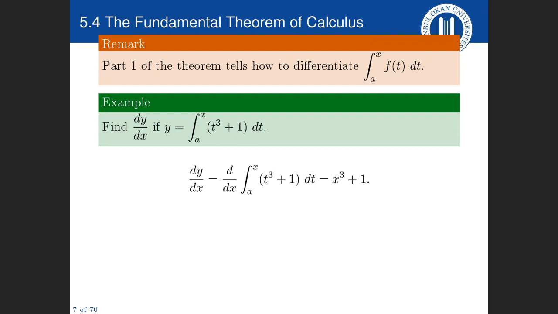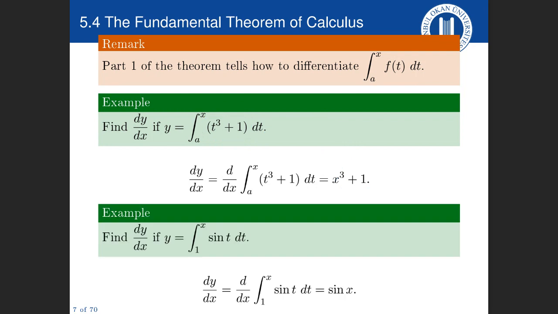All we do is we take the integrand, that's t cubed plus 1, and we replace the t by an x. The derivative of this integral is x cubed plus 1. And that's all we're doing. We're just taking the integrand and we're replacing t by x. Another one. Find dy/dx if y is the integral from 1 to x of sine t dt. All we do is we take the integrand, sine t, and we replace the t by an x. The answer is sine x.